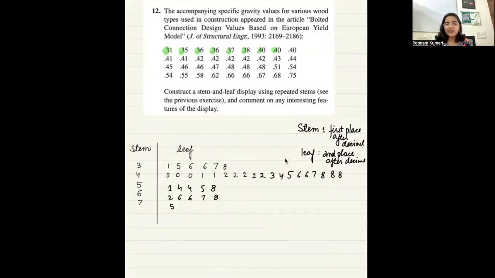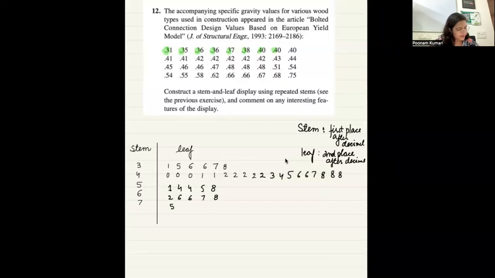So these are the features that you can say. There is a single peak, that is something that you can say. And is this data symmetric? Whatever is on the left side, is it mirroring what is on the right side? No, ma'am. So it's not symmetric, right? So these are some things that you can mention regarding your diagram.